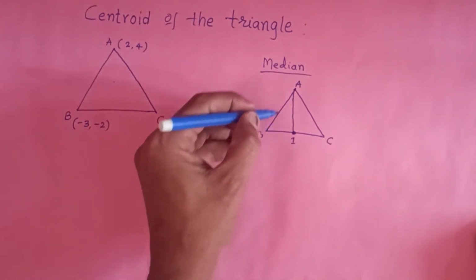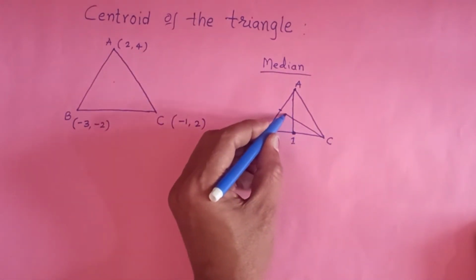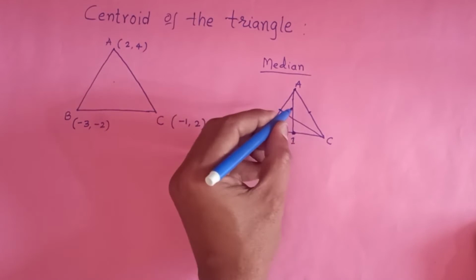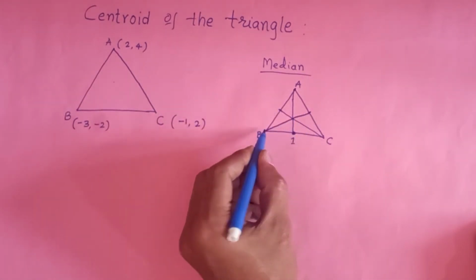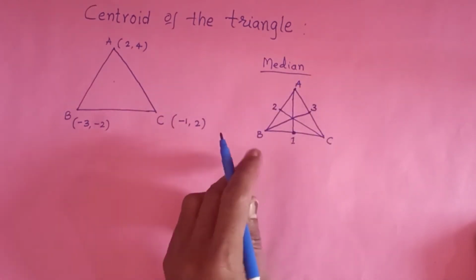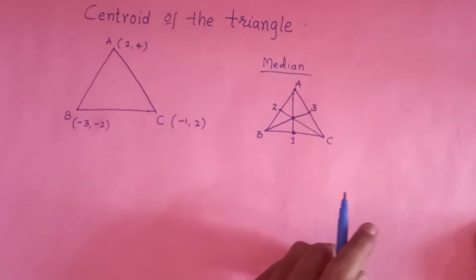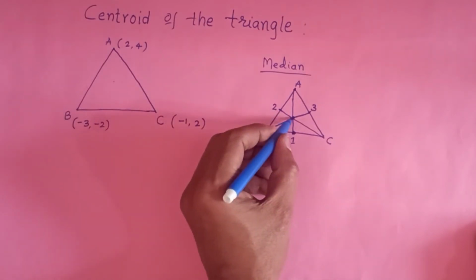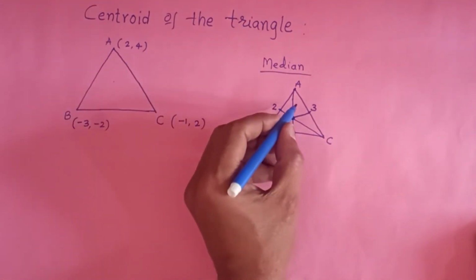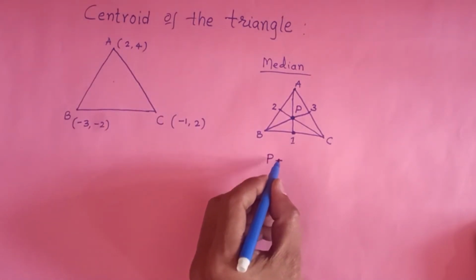Again for B to A, find the midpoint and draw a line. From A to C, find the mid point, then join. So I will represent this as 2 and this as 3. Now when all the medians meet at a point, that point we call the centroid of the triangle. When all the medians join or meet at a point, that will be the centroid. So I will represent the centroid as P, where P is the centroid point.